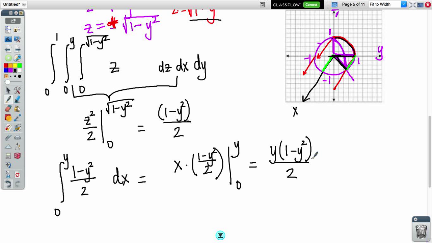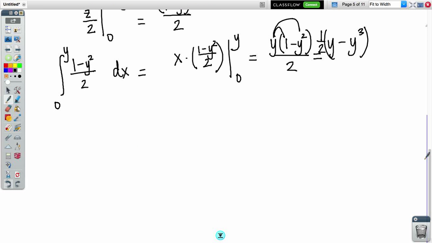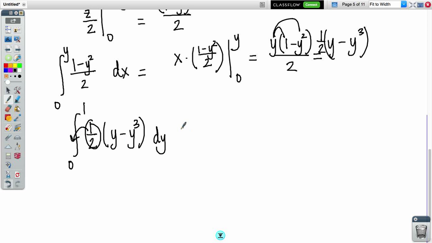And I'm actually going to expand this out because I'm going to integrate a little bit more in a second. So I'm going to distribute here and say this is the same as y minus y cubed, all times 1/2, because then I'll pull that 1/2 out to the front. So my last integral goes from 0 to 1, all in terms of y. This is 1/2 times y minus y cubed dy. So I'm going to pull the 1/2 to the front because it's a constant. It really is a constant, not just that we're treating it like a constant, but this one really is. And then I have y minus y cubed. It's actually a really friendly integral in the end.